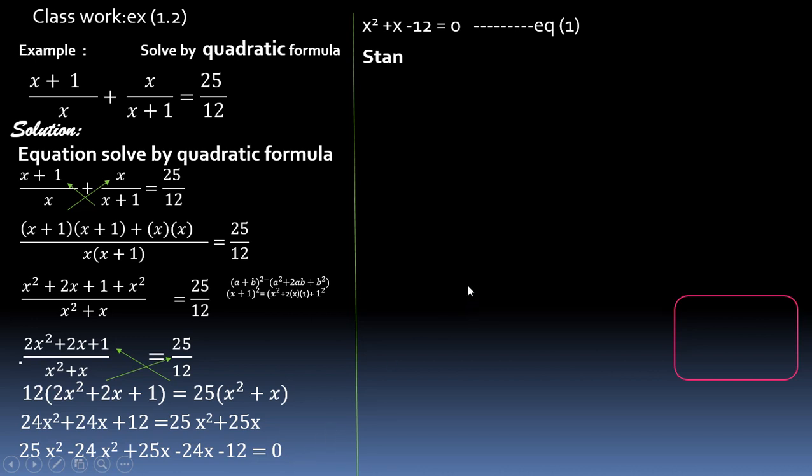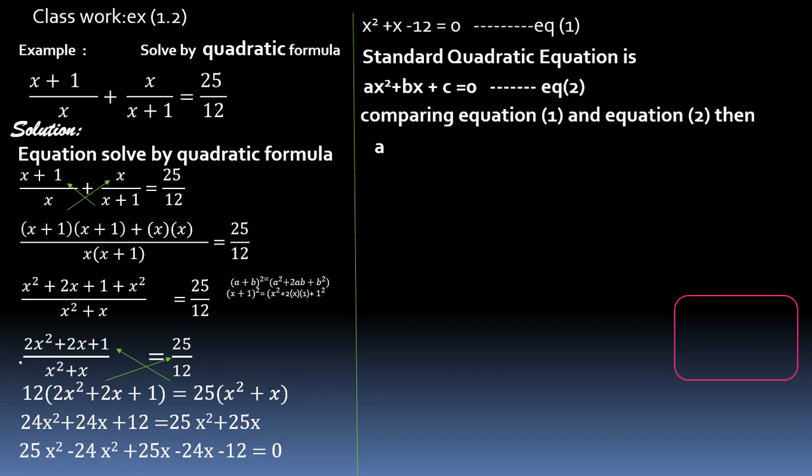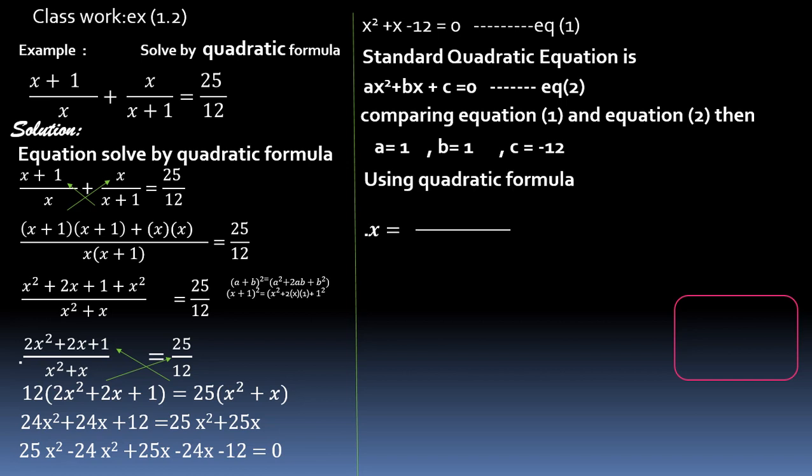25x square minus 24x square is x square, and 25x minus 24x is x, so x square plus x minus 12 is equal to 0. This is equation number 1, the standard quadratic equation. Comparing equation 1 and 2, a value is 1, b value is 1, c value is minus 12. Using the quadratic formula, x is equal to minus b plus minus the square root of b square minus 4ac upon 2a.